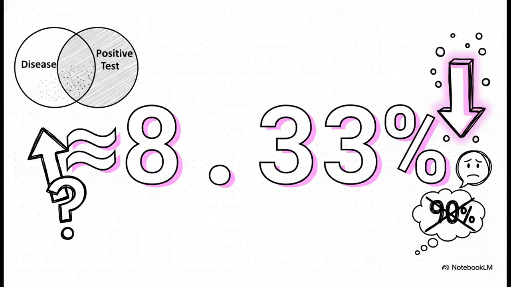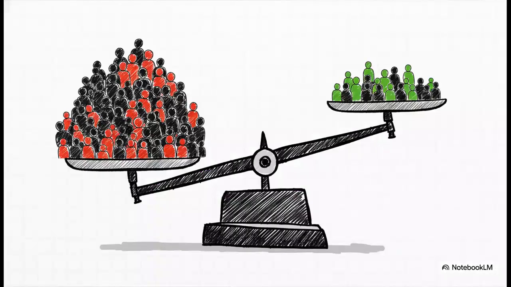And here we go, the answer. After running the numbers, the actual chance you have the disease is only about 8.33%. Wow, just let that sink in. Not 90%. 8.33. That is a huge difference from what our gut told us, right? So what on earth is going on? Why is it so low?